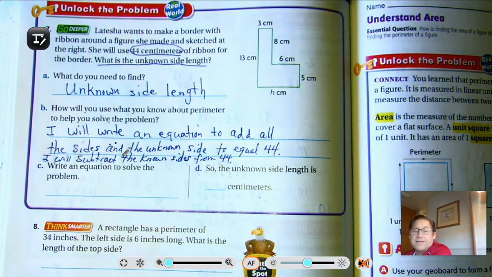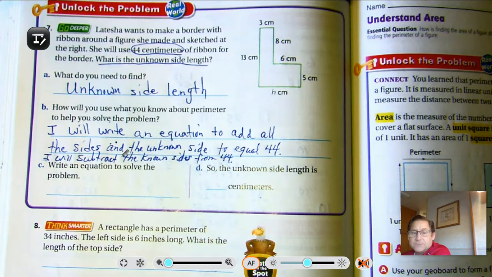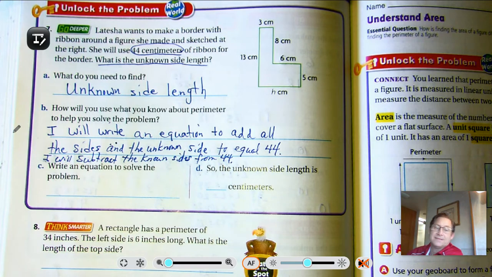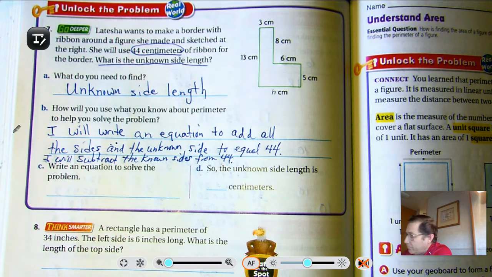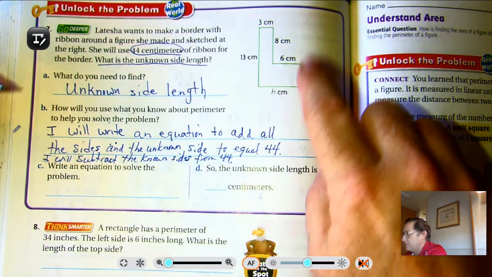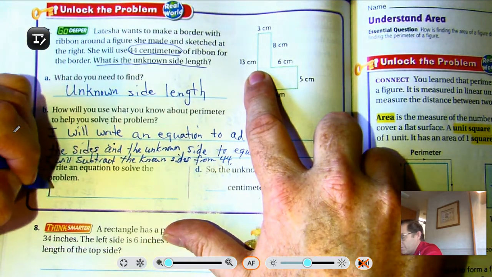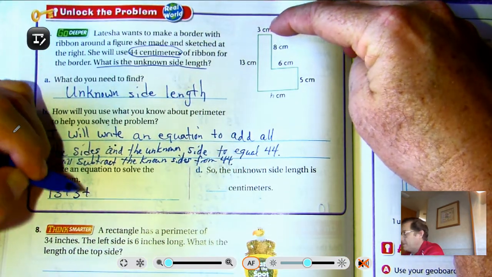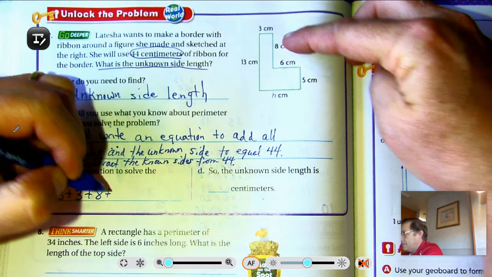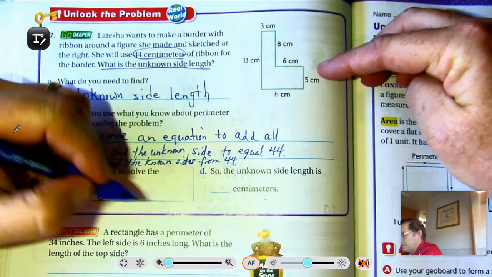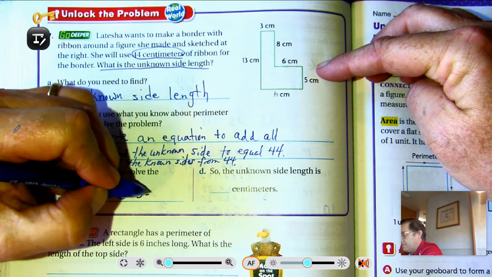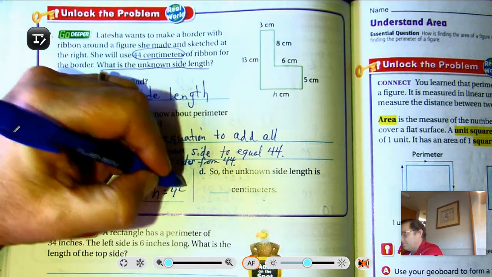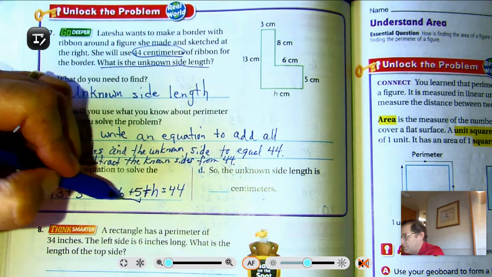All right, I'm going to write an equation to add all the sides and the unknown side to equal 44. And then I will subtract the known sides from 44. So what's the equation? Well, I'm going to start with 13 plus 3 plus 8 plus 6 plus 5 plus the unknown side equals 44. Add up the known sides.